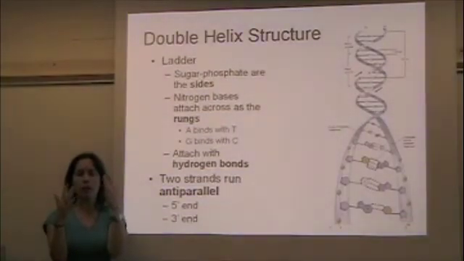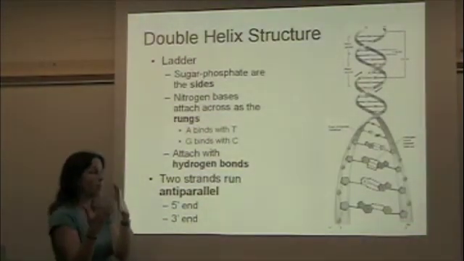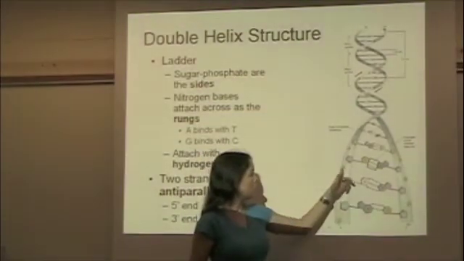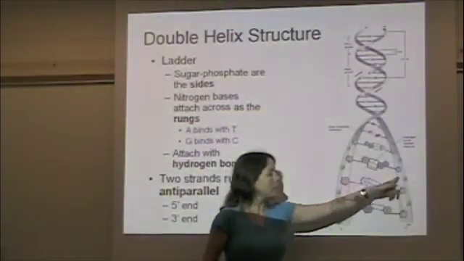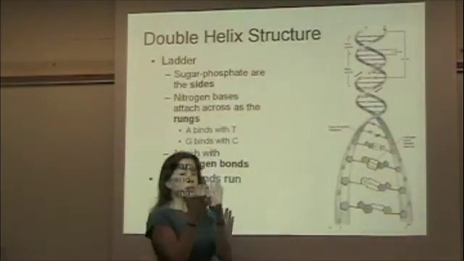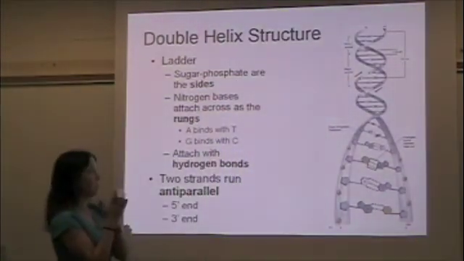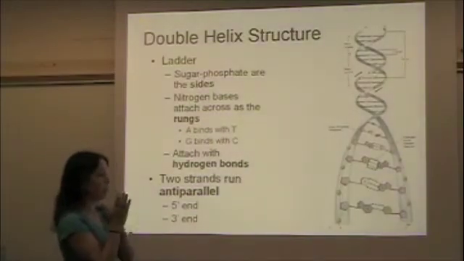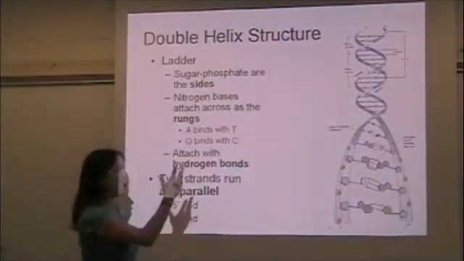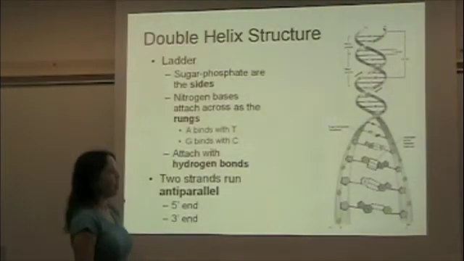Adenine goes with thymine and guanine always goes with cytosine. So that's what you can see over here. Phosphate, sugar, phosphate, sugar, phosphate, sugar. And then this side is upside down. So we say that the two strands run anti-parallel. That's the only way that the nitrogen bases will match up together. So adenine goes with thymine, cytosine goes with guanine, all the way up the entire strand.